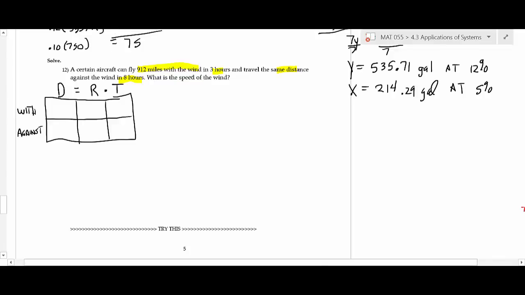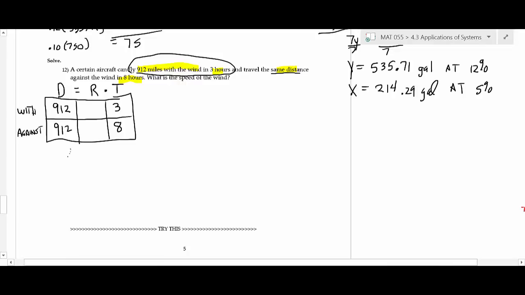The first thing is, when it's talking about with the wind, it gives you 2 pieces of information. 912 miles is a distance, so put it in. What's 3 hours? That's a time, so you want to put that in. Now we move on, and the next thing it says, against the wind, it says same distance. So what's that? 912 again. What's the 8 hours? That's a time. That's all you're given in that problem, and that's not enough. Now you've got 2 unknowns.